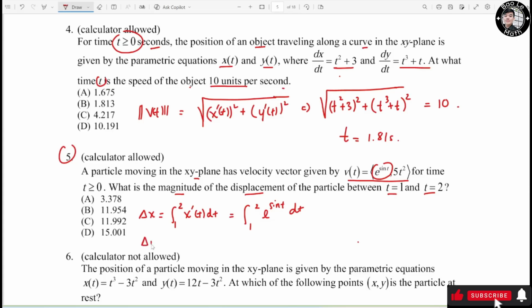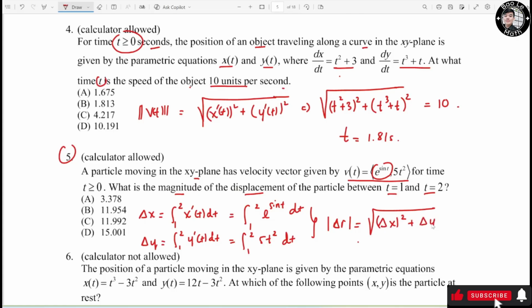Now delta y is the integral from 1 to 2 of y prime of t dt. It's going to be the integral from 1 to 2 of 5t squared dt, right? The absolute value of delta r equals the square root of delta s all squared plus delta y all squared, right?